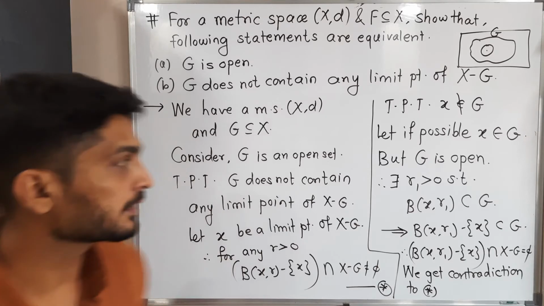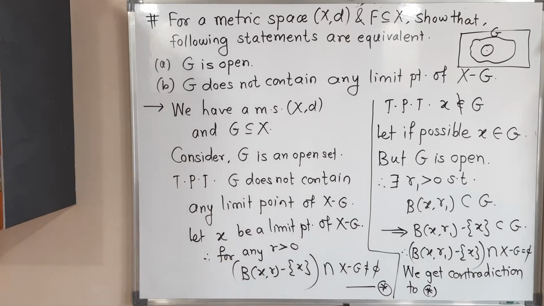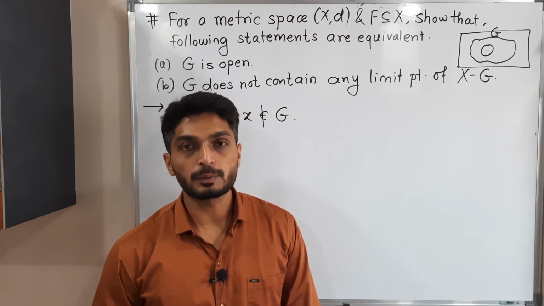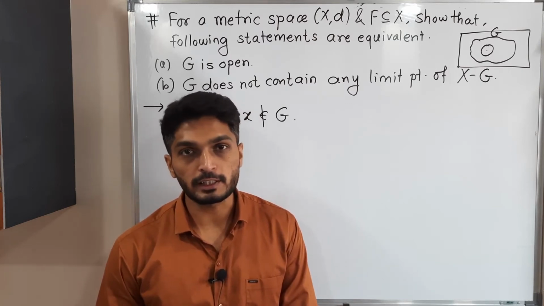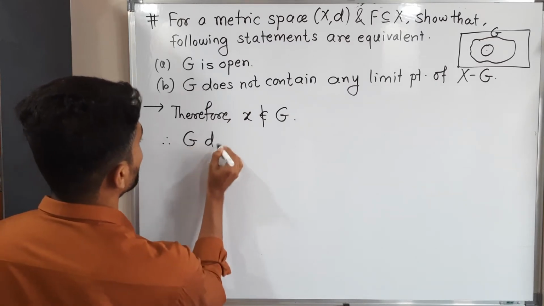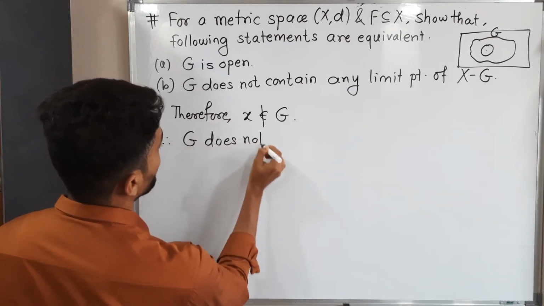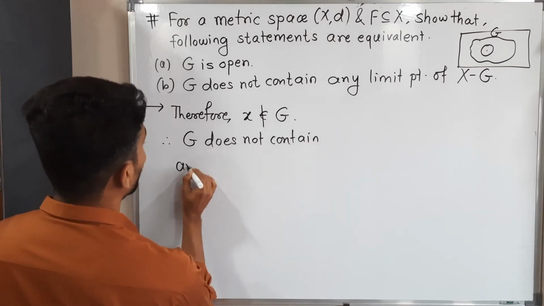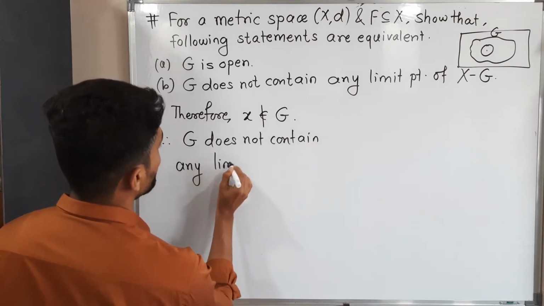I am going to write that thing. Before that you can make a screenshot of it. So therefore x does not belong to G. So therefore we conclude that G does not contain any limit point of X minus G.